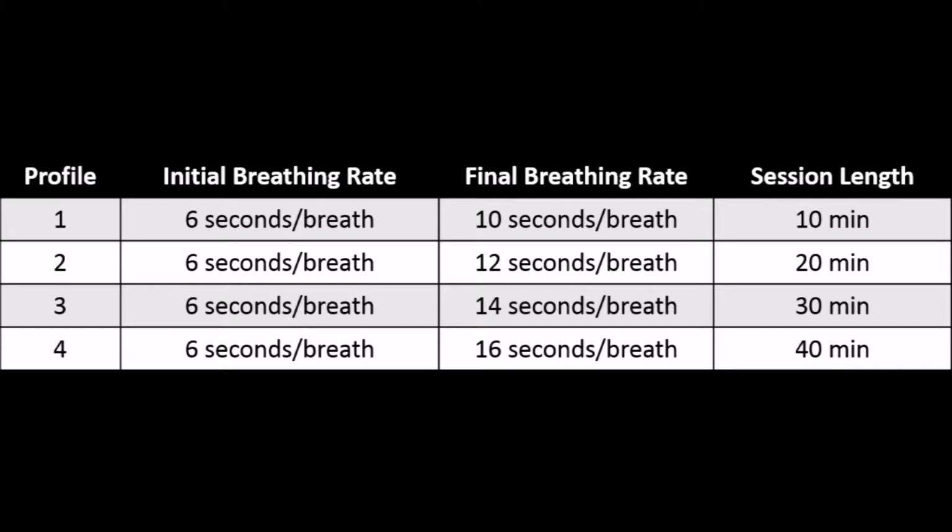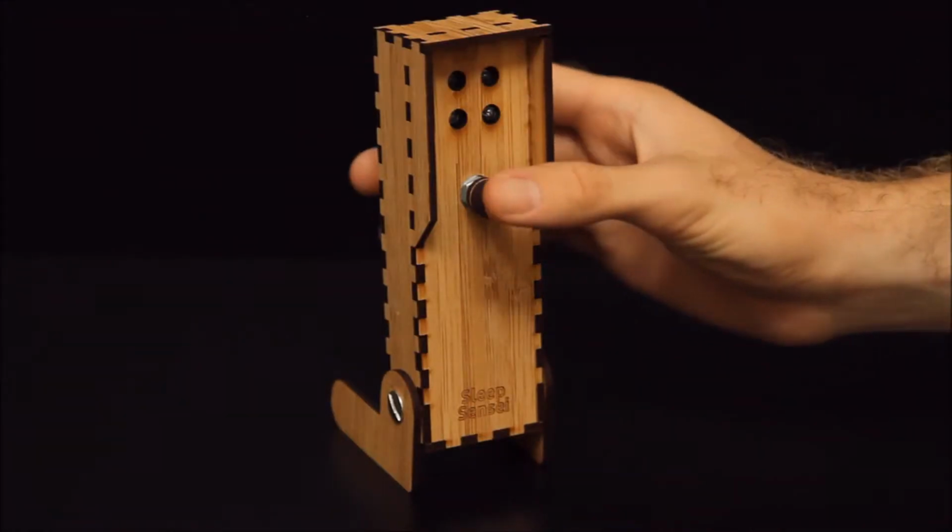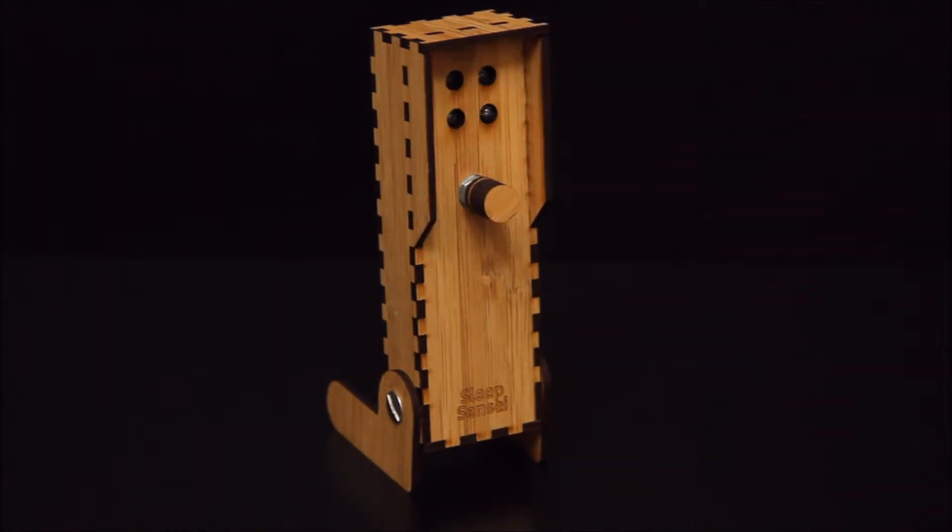So for example, on profile 2, the breathing rate will start at 6 seconds per breath, and over a 20-minute period it will gradually go to 12 seconds per breath, slowing your breathing rate and helping you calm down and fall asleep. To begin, turn the Sleep Sensei on.